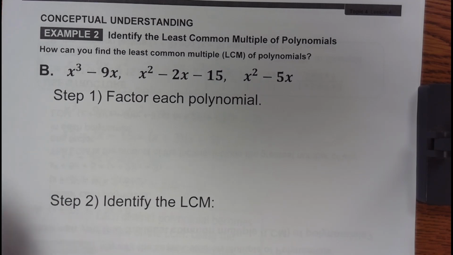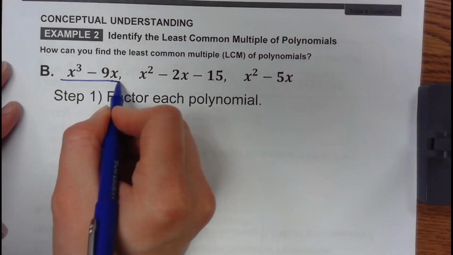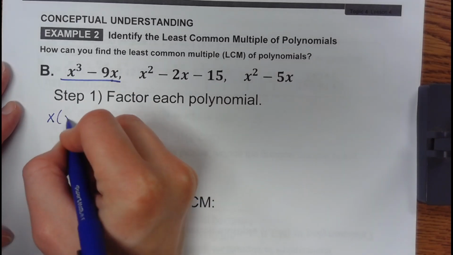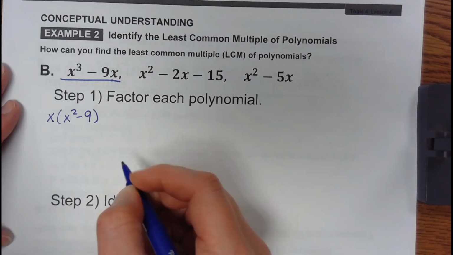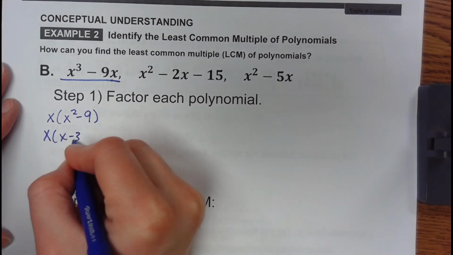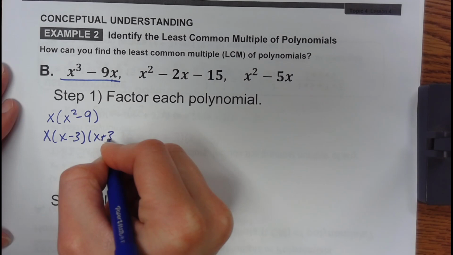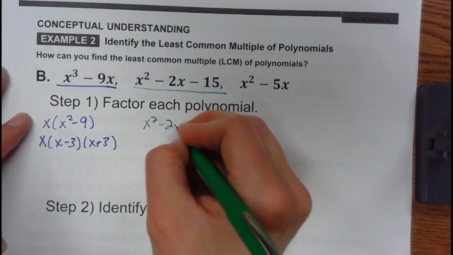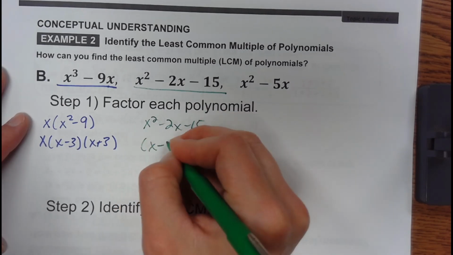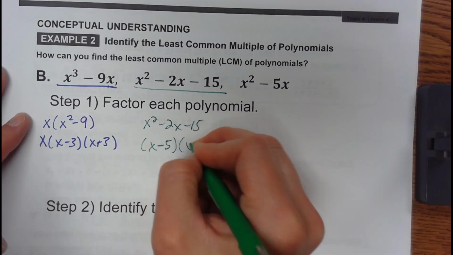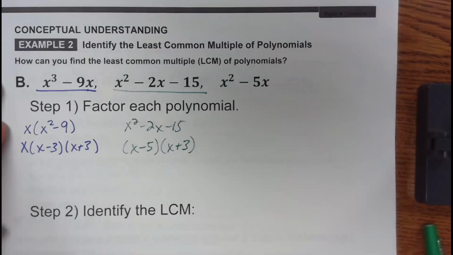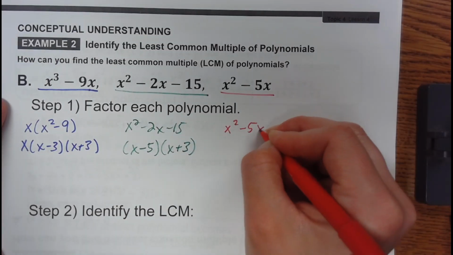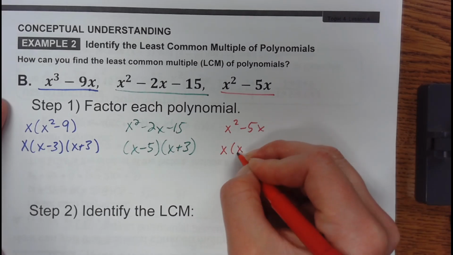Okay, welcome back. So we're going to show each one of these factored. This I should be able to factor out an x. I get x squared minus 9, which means I can factor that into this. We have my x squared minus 2x minus 15. You should get x minus 5, x plus 3. And lastly, this one, when I factor it, I should factor out an x and get x minus 5.